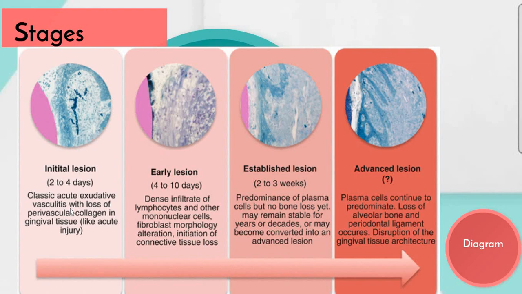It occurs within 2 to 4 days of plaque accumulation. When you have plaque for 2 to 4 days, not brushed, you may not have clinical signs of gingivitis. You may not have redness or bleeding, but the inflammation has already started. So, if this is not treated, or you are not undergoing good or proper oral hygiene care, you may face another stage, which is early lesion, stage 2 gingivitis.